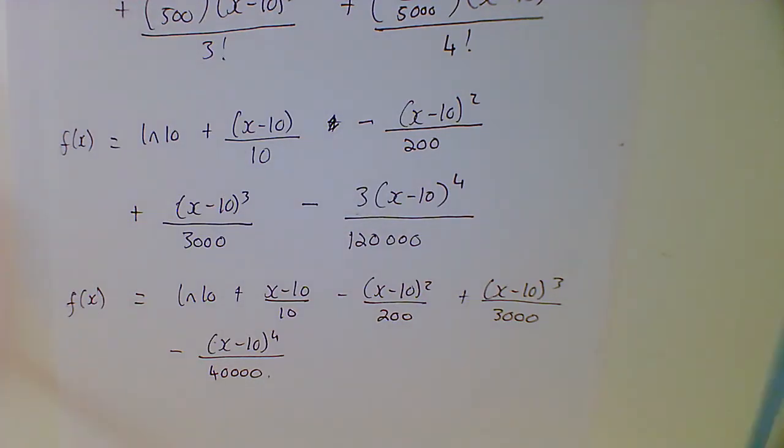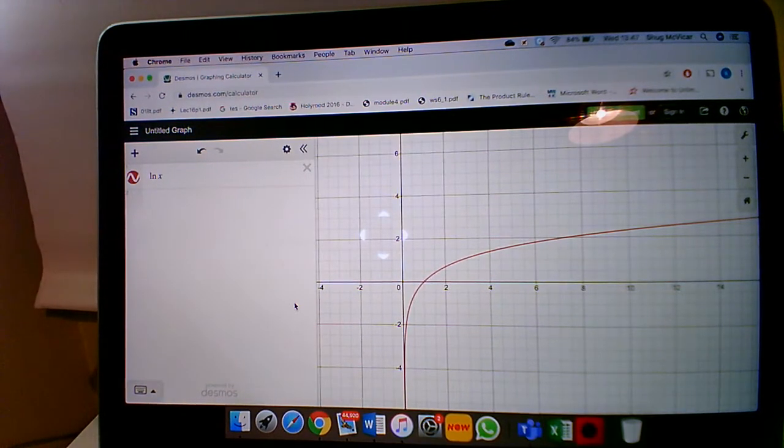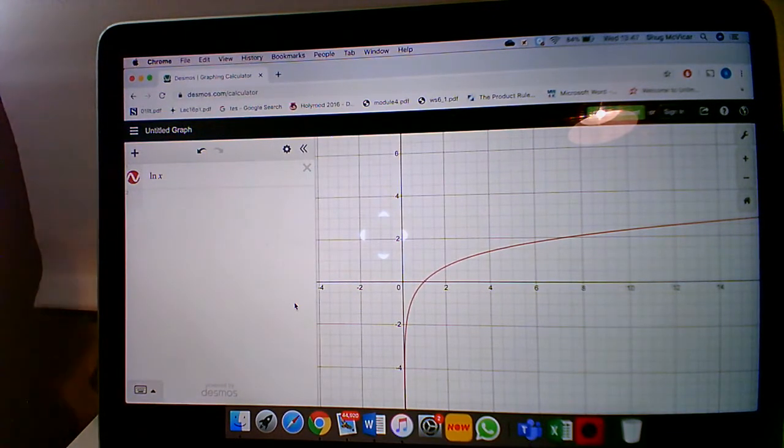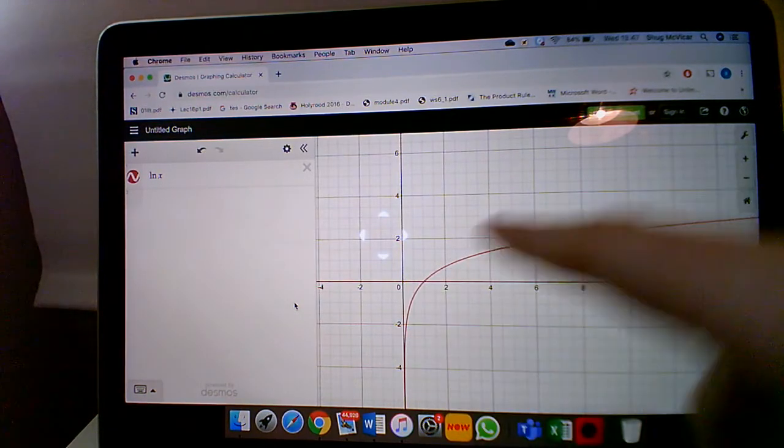Okay, let's have a look at a second example, and then I'll give you a few to try in the book. What I kind of want to do is show you what this actually means. So let's see if I can do that just now. Okay, what I wanted to show you was what this actually means. So that function that I was asked to find the Maclaurin series for was ln x. So that there is the graph of ln x. Very high tech and all.